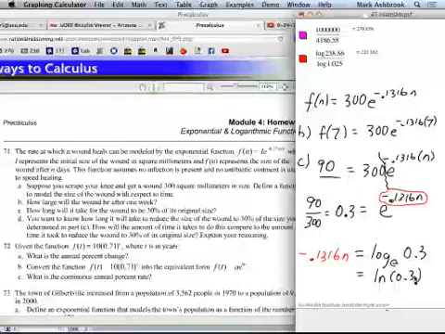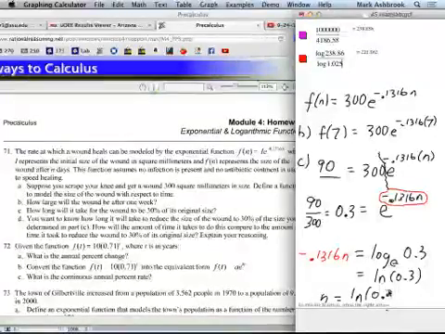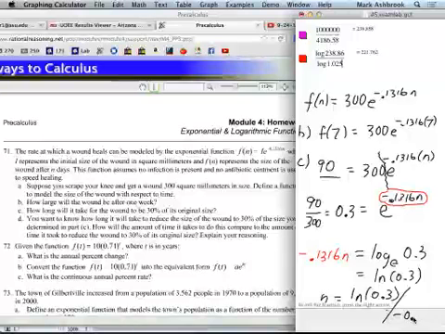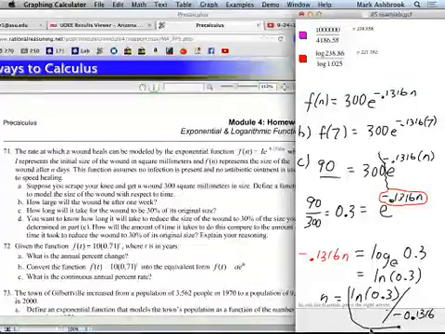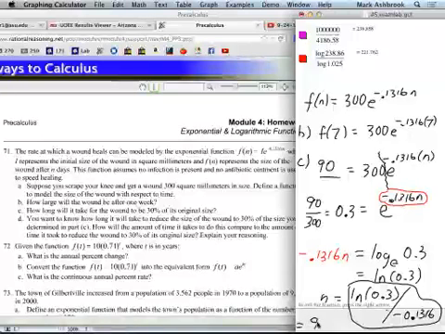So to solve for n, we've got one more step. Divide by that. So it's the natural log of 0.3 divided by. And so this whole thing is like 8 or 9 days or something? 9.14 days is what you should have gotten when you did that.